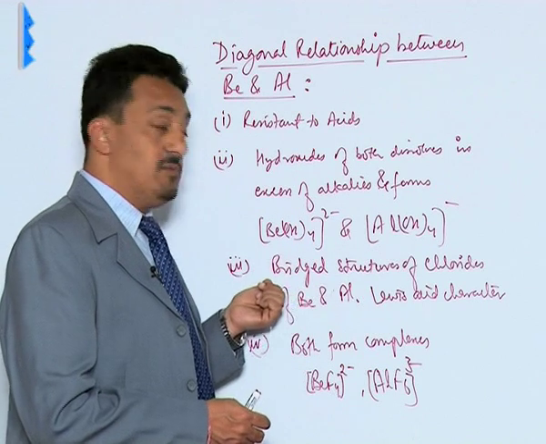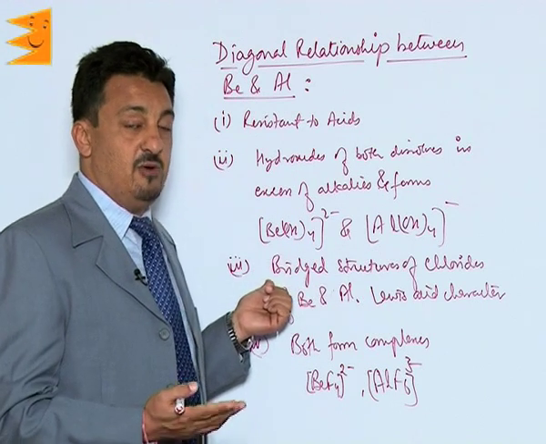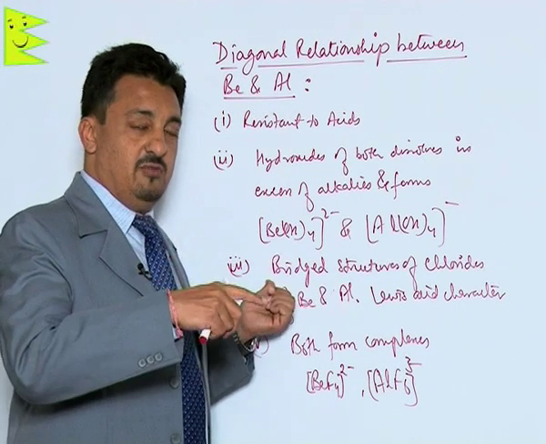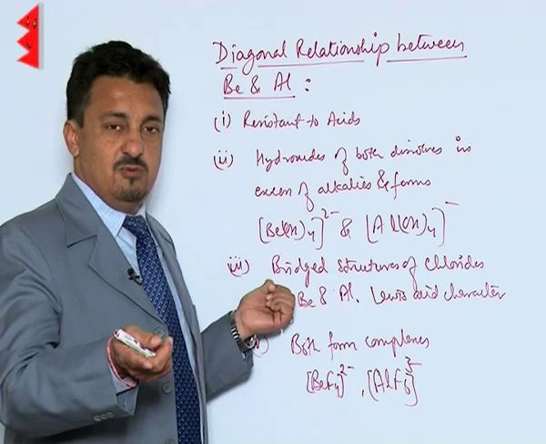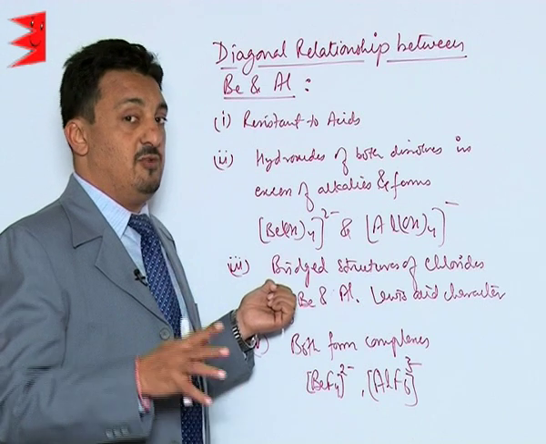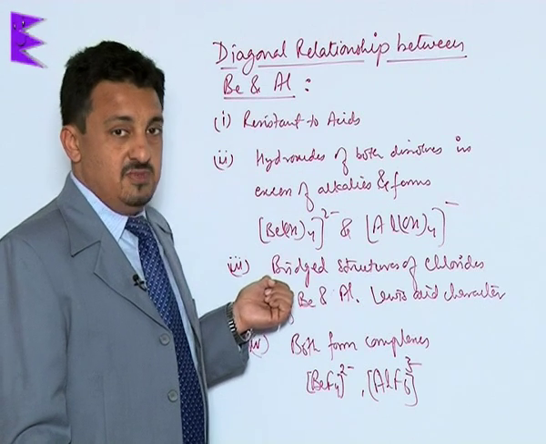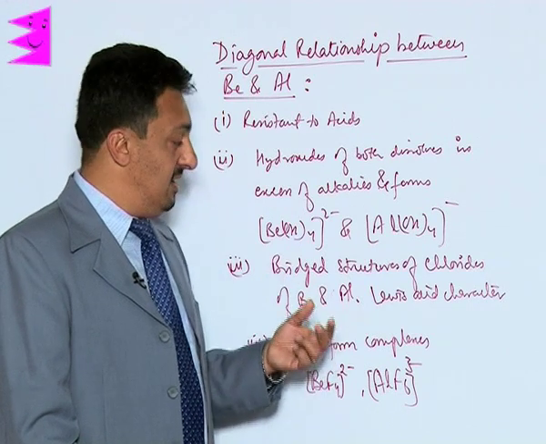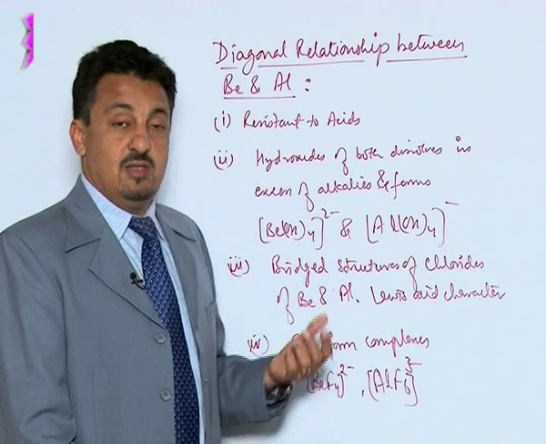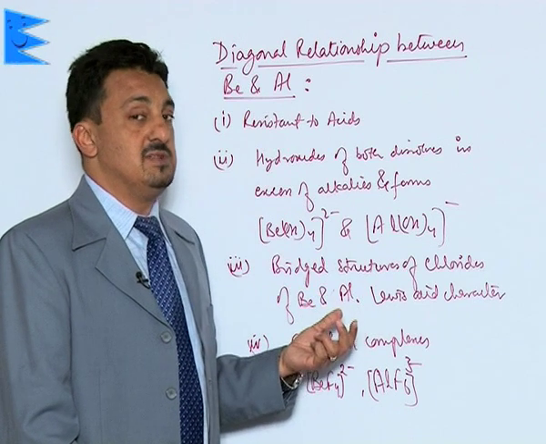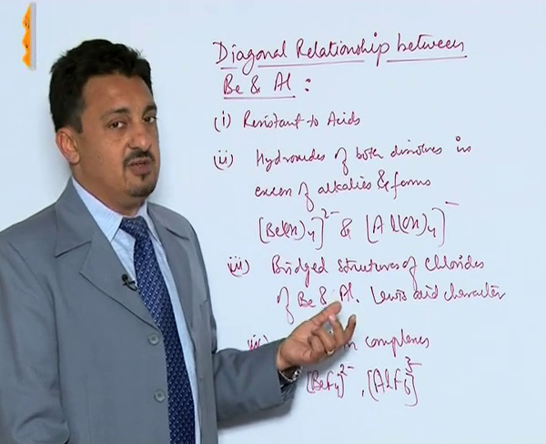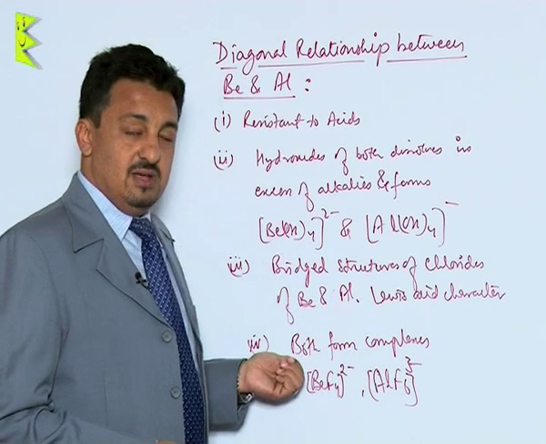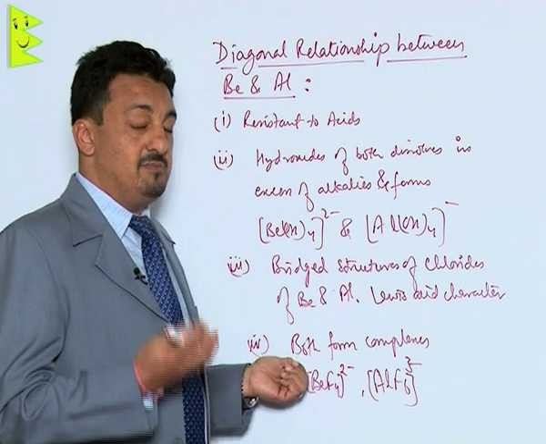Then the chlorides of both of these elements form bridge structures. The chlorine of another molecular species donates its one lone pair to the other beryllium, and this is how they form bridge structures. Another important thing is this: if they are taken alone, or not in the solid state, these chlorides of both these elements are very good Lewis acids because they are electron deficient species.